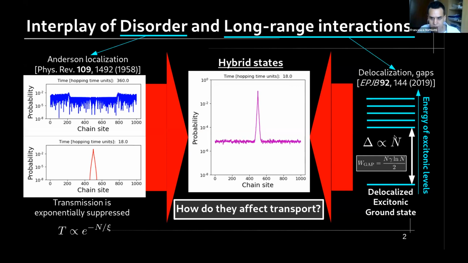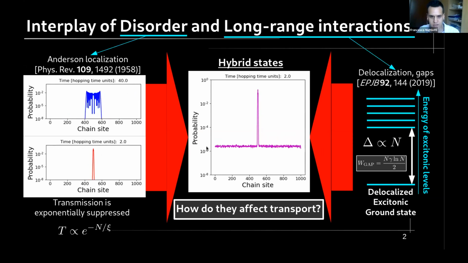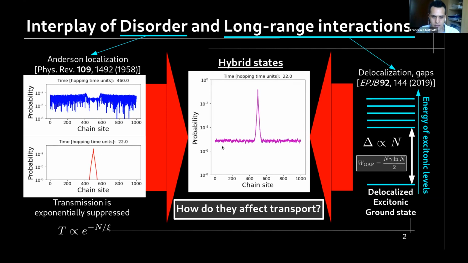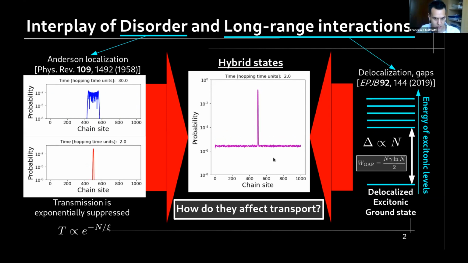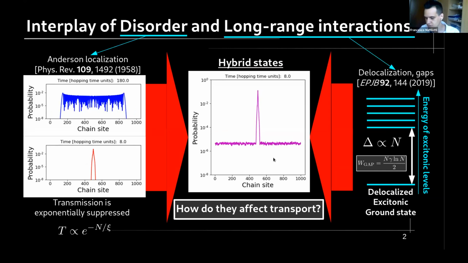But in this gapped regime, the features of these excited states, which form the vast majority of the spectrum, are in a sense hybrid between the localized states that you would have in a short-range disordered chain, with also some long-range feature, which is a plateau, a constant probability to find the excitation everywhere in the system. So the general question is how do these particular hybrid states with their strange structure affect transport, and what is the effect of long range on transport in this situation?